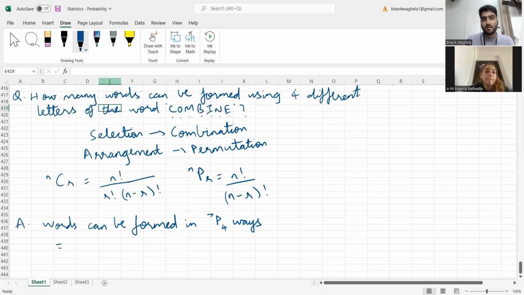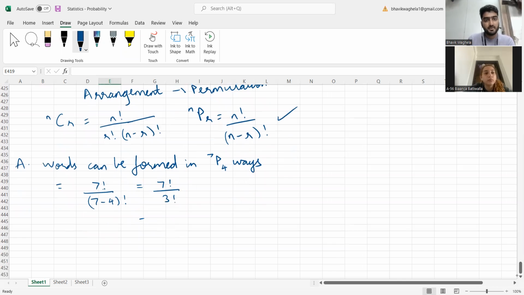Now let us apply this formula. What is my n? n is 7. And what is r? It's 4. So it would be 7 factorial upon 7 minus 4 factorial. If I solve it further, I get 7 factorial upon 3 factorial, which will be 7 into 6 into 5 into 4 into 3 factorial upon 3 factorial. So this 3 factorial and this 3 factorial get cancelled. Are you having a calculator with you? Can you please help me out with the calculation? 7 into 6 into 5 into 4. 840. So this is 840 ways.